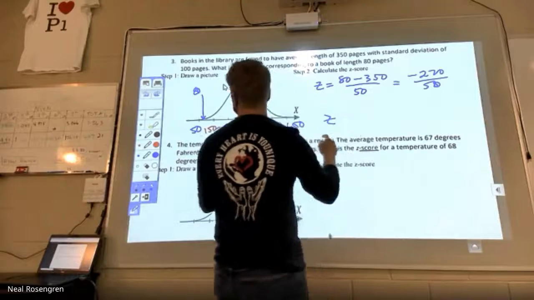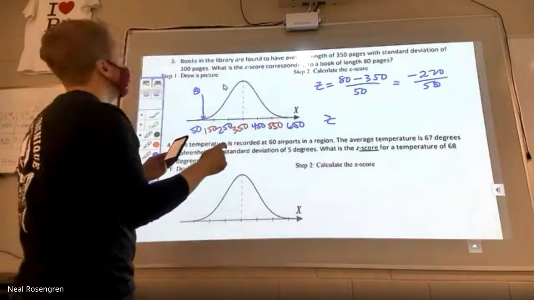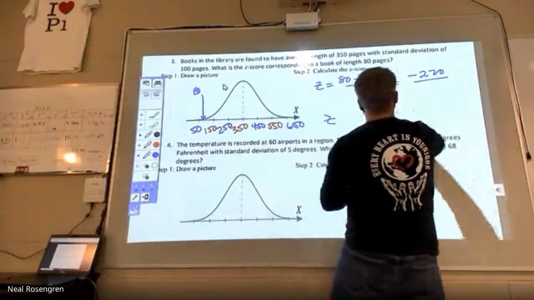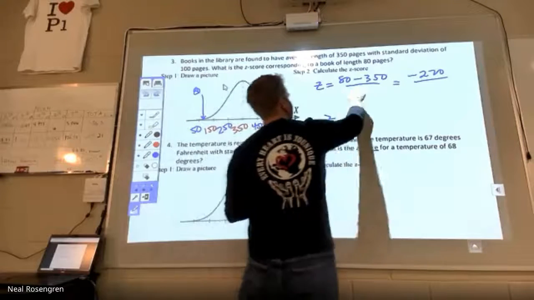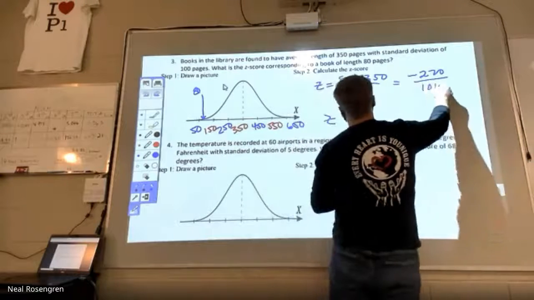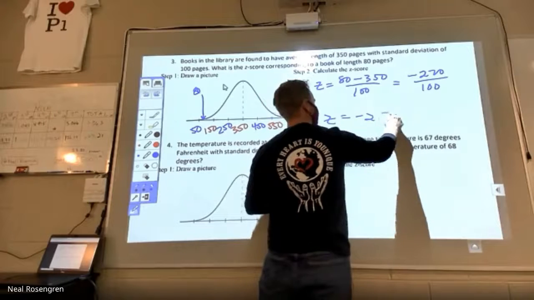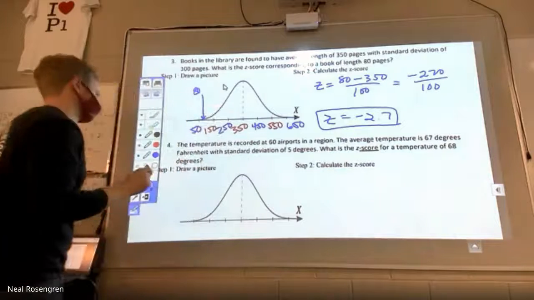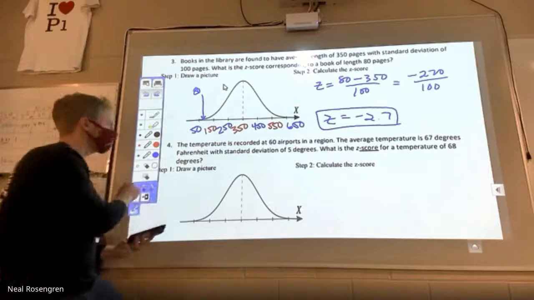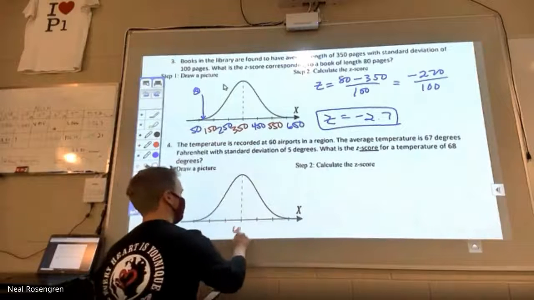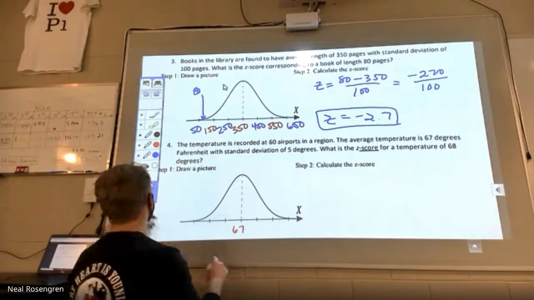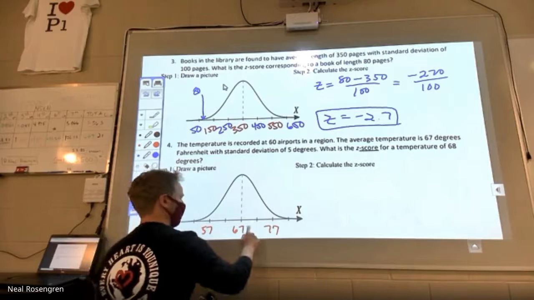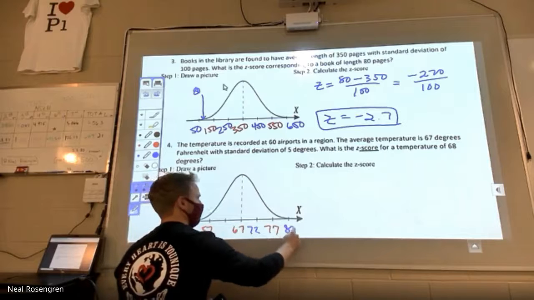What did I do? 150, not 50. 100. Something's off there. 100. Negative 2.7. Perfect. 0, -1, -2.7. Good. Average is 67. Standard deviation of 5, so 77. 57. Fill in the gaps. 82.